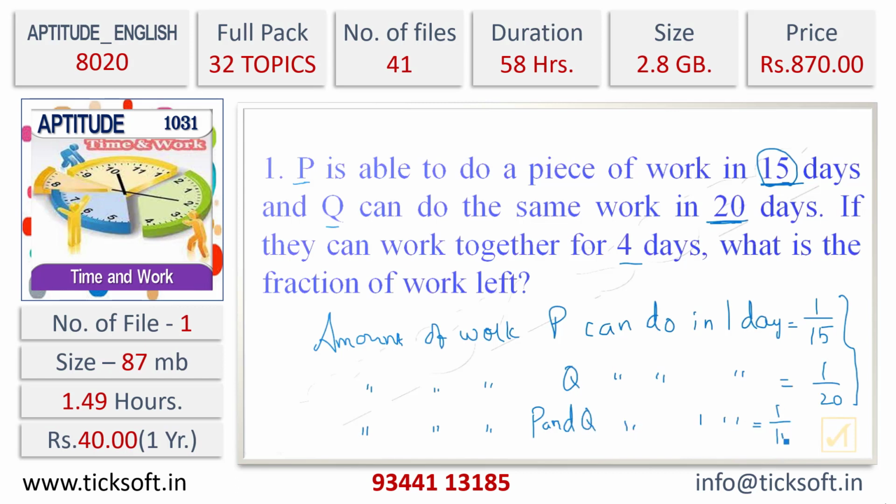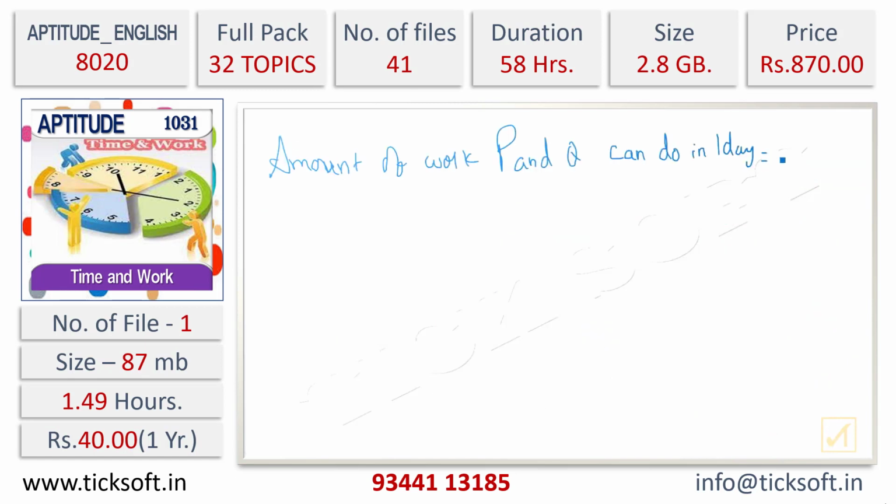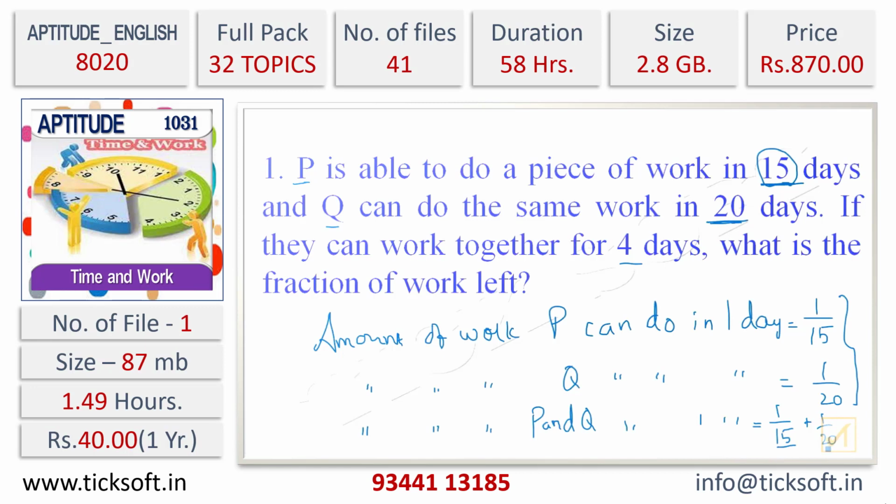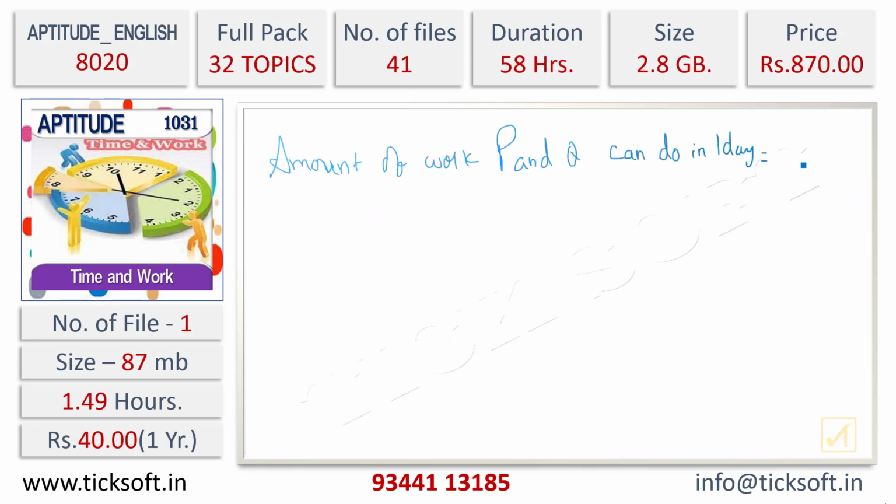So now this is equal to 1 by 15 plus 1 by 20. Now we are going to add these two values. So here we know that 15 and 20 have the common factor 5. So therefore if we take the LCM of 15 and 20, then we will get 60. Now here 15 into 4 will be equal to 60, so 1 into 4, 4, plus 20 into 3 will be equal to 60, so 1 into 3, 3. So therefore we get 7 by 60 as the amount of work that P and Q can do in 1 day. So now by using this 1 day's work, we can find out the 4 days work.